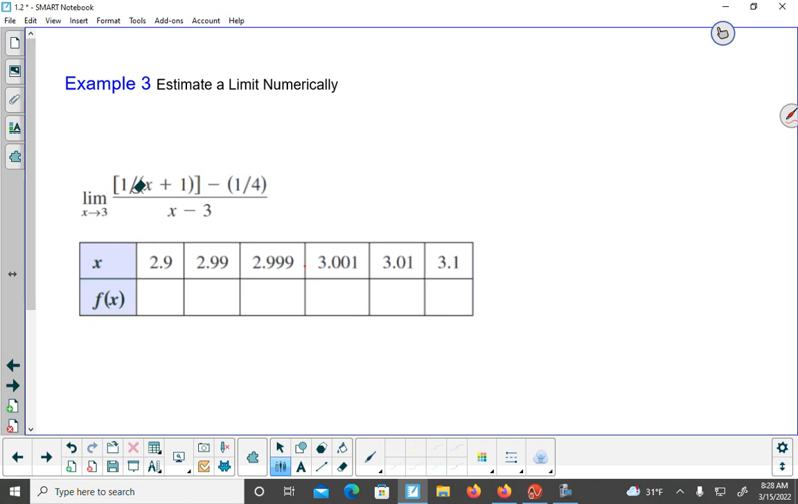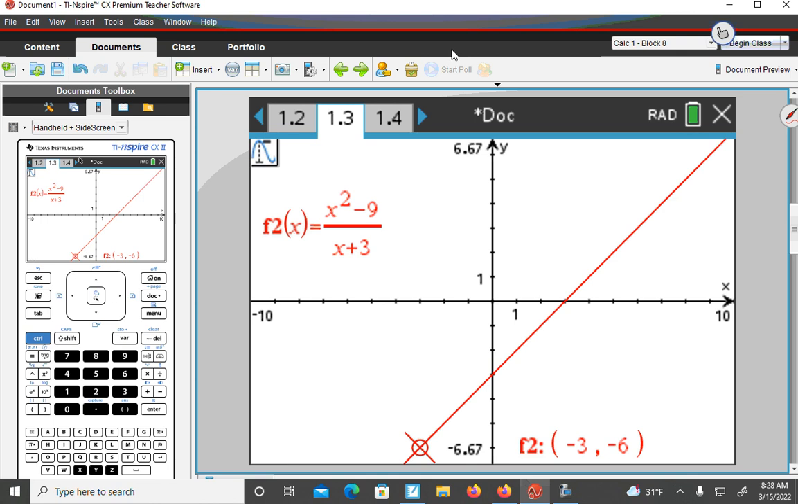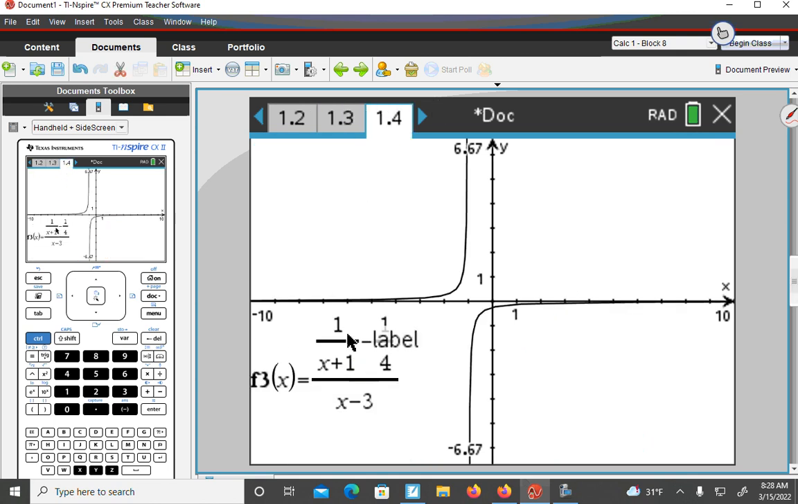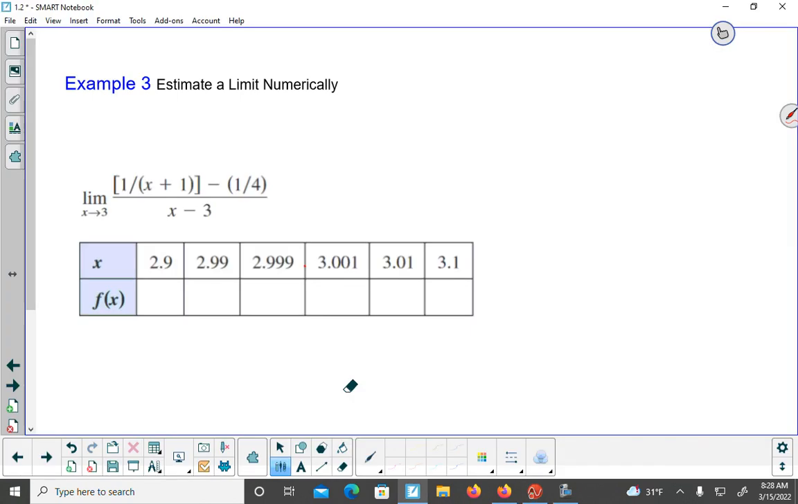So this one I have, this is 1 over x plus 1 minus 1 over x minus 4. This one is just asking me to estimate the limit numerically. And when I put that in my calculator, remember I used my favorite button. I did control divide and control divide again, so I have nice fractions in here, so there's no question of whether or not I graphed this correctly. I want to find the limit as x is approaching negative 3.